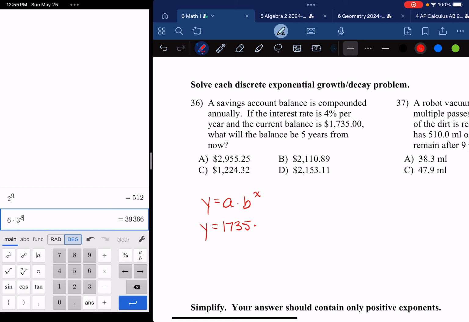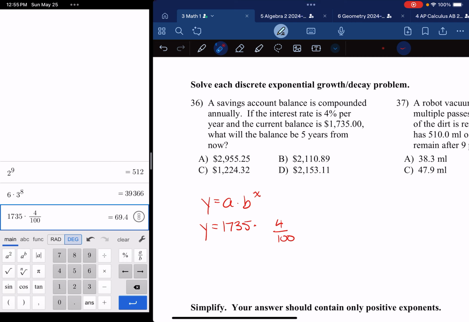And I'm going to multiply by however much it's going up. If I just multiply by 4 here, that means it's multiplying the entire thing by 4. But 4% is 4 over 100. Literally, if you write out the word percent, it means over 100. So this is going to be 4 over 100. But the problem is, if I multiply by 4 over 100, this number will go down. To prove it to you really quickly, if I do 1735 times 4 over 100, we went down to $69, which is bad because we have an interest rate, meaning we should be going up from 1,735.